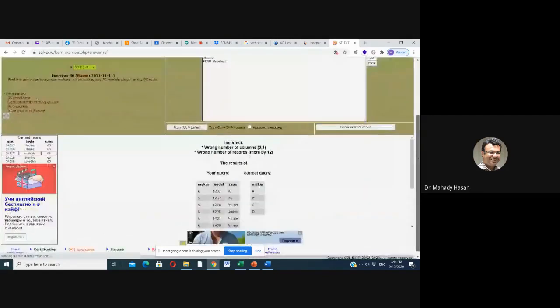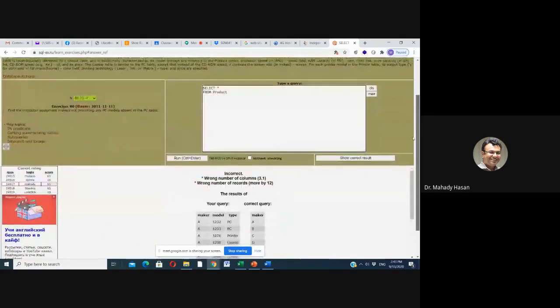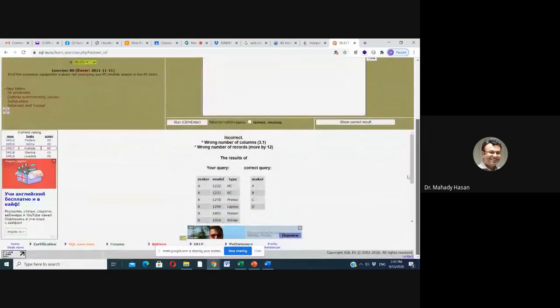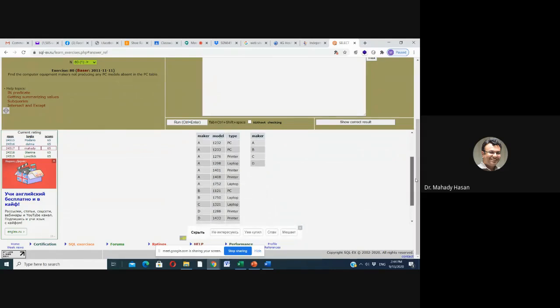So here, as you can see, when I am trying to look at what we have in the maker table, I found that I have maker, model, and type, where maker is A, and these are basically the models: PC, printer, laptop, printer, and printer. So these are the information that I have, right? I have A type maker.